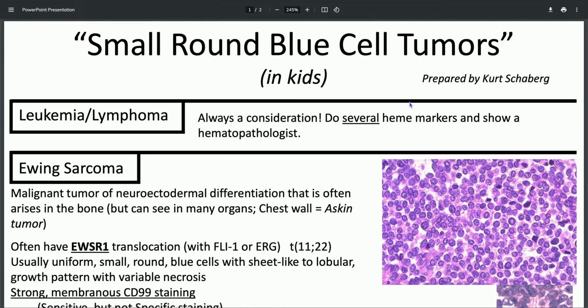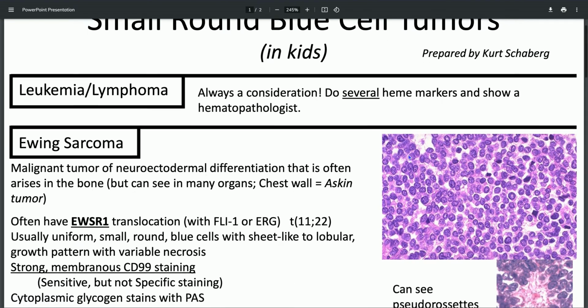One differential is leukemia lymphoma. It's always a consideration. You can order a T cell marker CD3, B cell marker CD20, as well as a general heme marker CD45 if you're unsure, and you can show a hematopathologist.